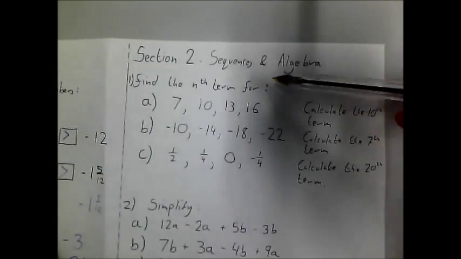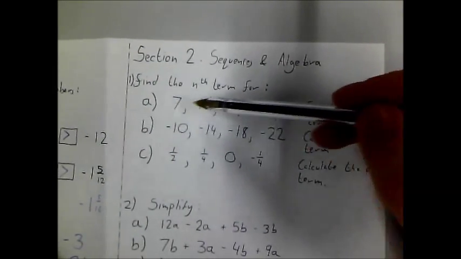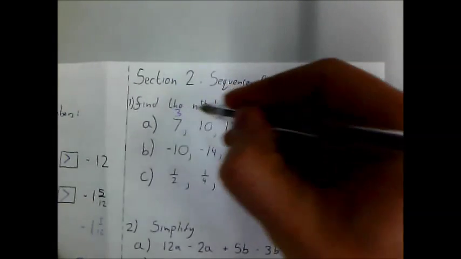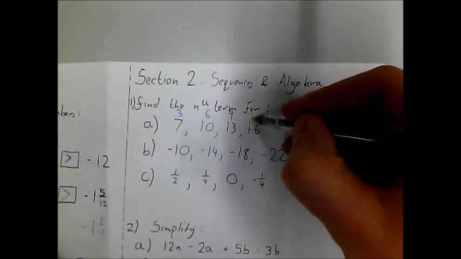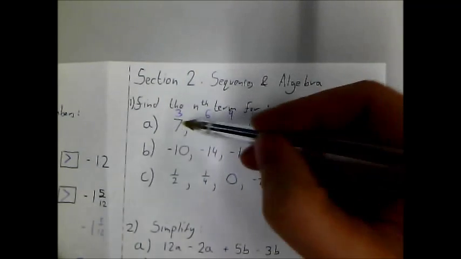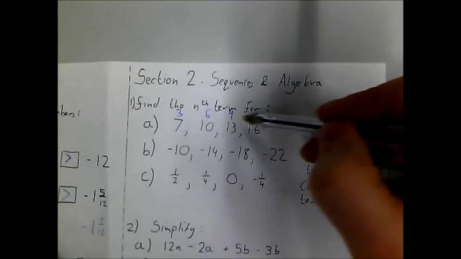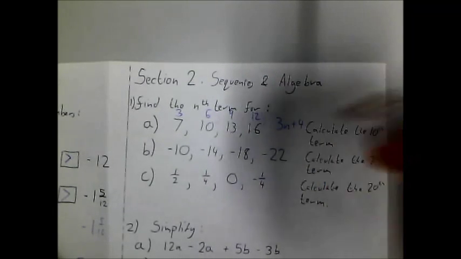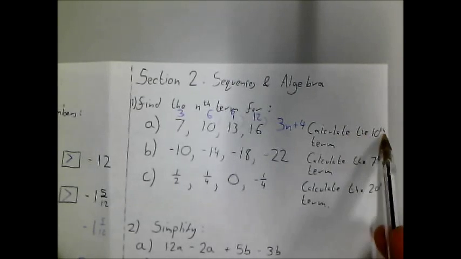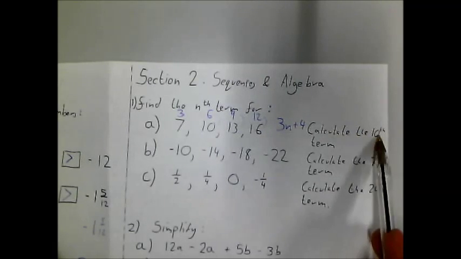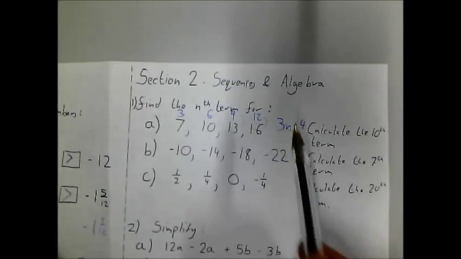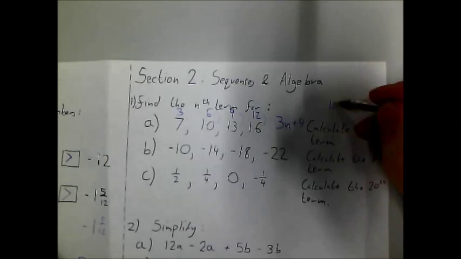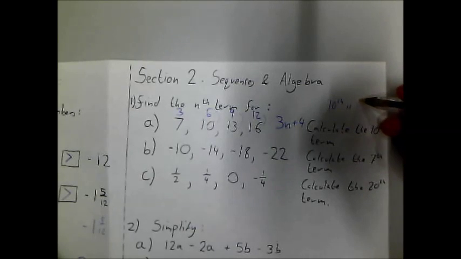Okay, section 2, find the nth term. So I look at what it's going up in. This is going up in 3s, so I'm going to write the 3 times table above it. 3, 6, 9, 12. And I spot that I need to add 4 each time. So it's going to be 3n plus 4. To calculate the 10th number, I change my n to 10, and this is 3 lots of 10. So 3 times 10 is 30, plus 4. So the 10th number is 34.